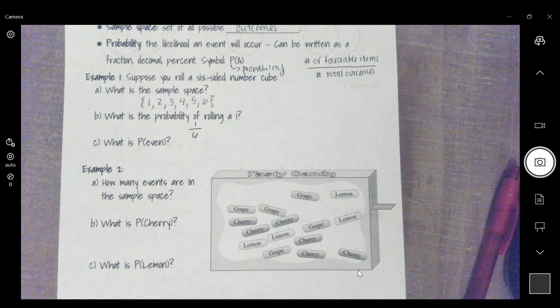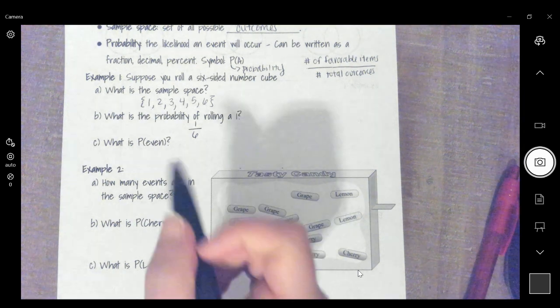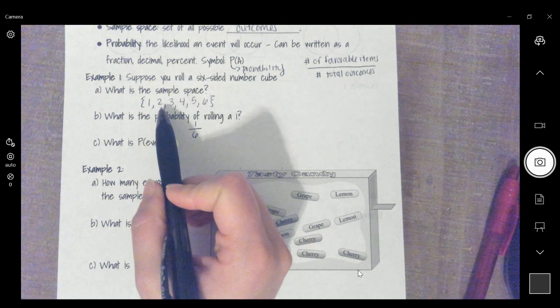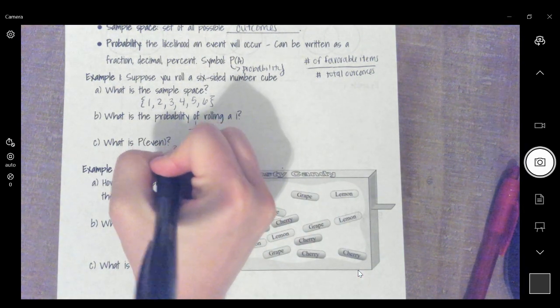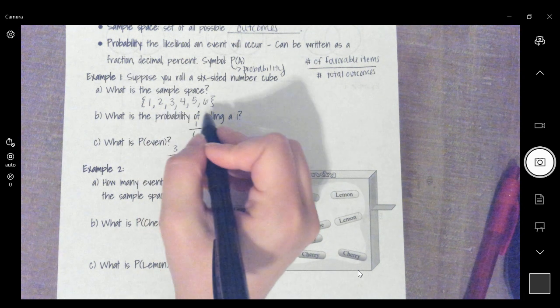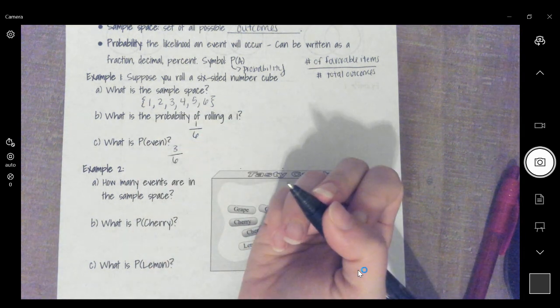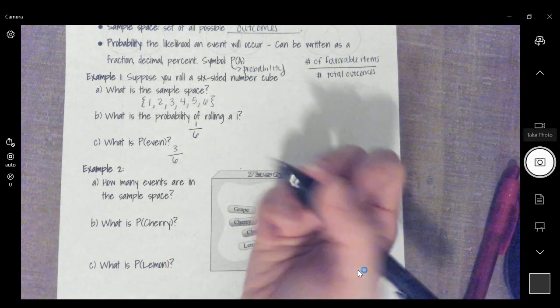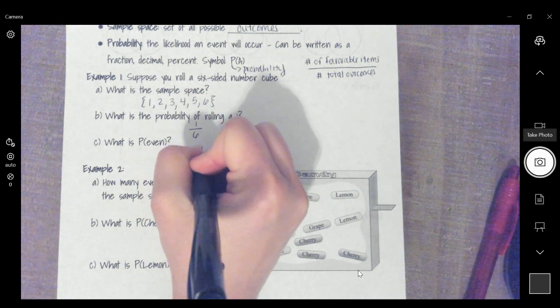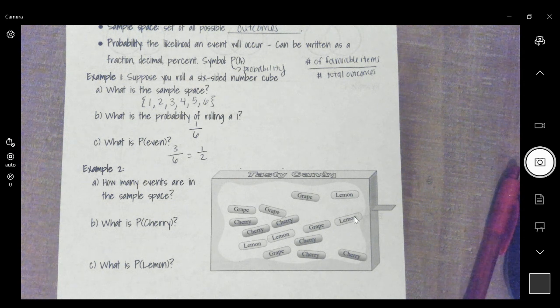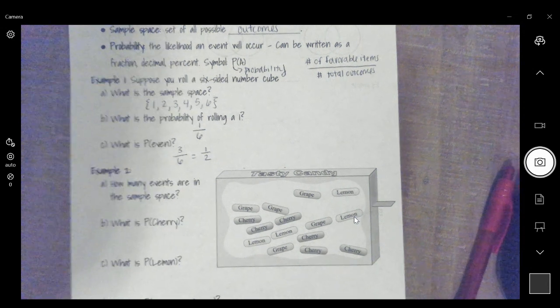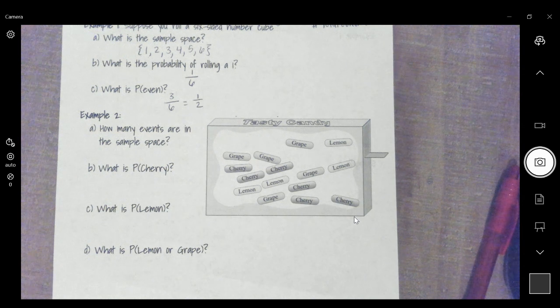Letter C, what's the probability of rolling an even? So we need to count how many evens we have. So 2, 4, and 6 are all even. So there's 3, and there's still 6 options total. So 3 out of the 6 are even. So 3 over 6, or you can simplify that to 1/2. So you just find how many there are, and then you divide by the total number of options. All right, and then we'll do one more example here, and we'll switch over to the Venn diagrams.